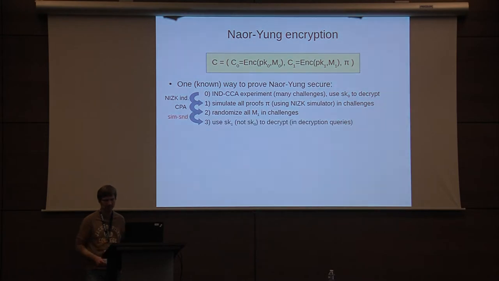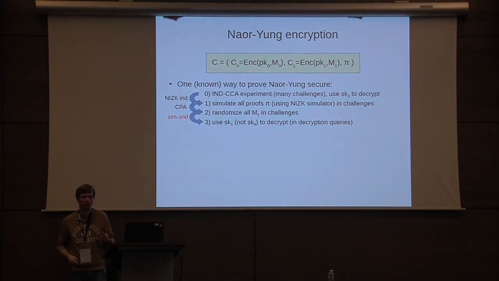So this is easy. The difficult part, and what makes this really challenging, is the next step, where we want to randomize also the left part of the encryptions. But in order to do this, we must forget the secret key SK0, because we still use that to implement the decryption oracle, okay? In order to do that, we need to switch the decryption key that we use to implement the decryption oracle, so we use SK1 instead.